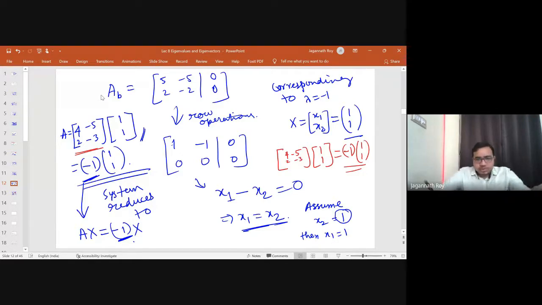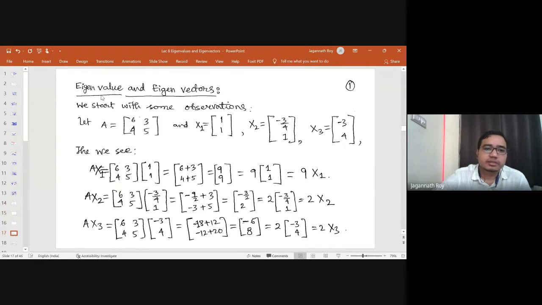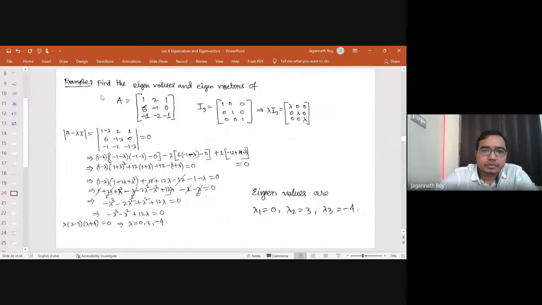Now there are some more examples. If we have a 3 by 3 matrix, the procedure is the same. I have included those topics. All these stories that I have told so far are done. So this is example 2.